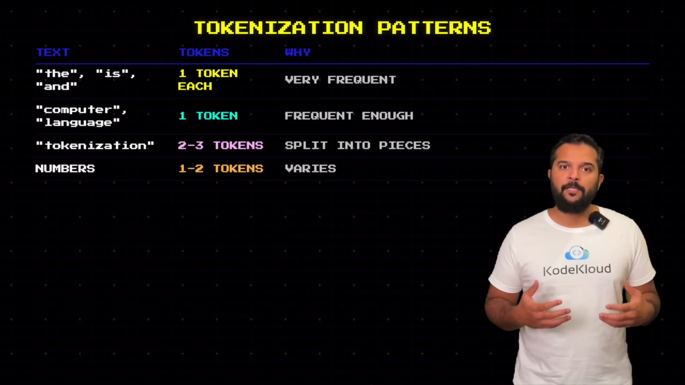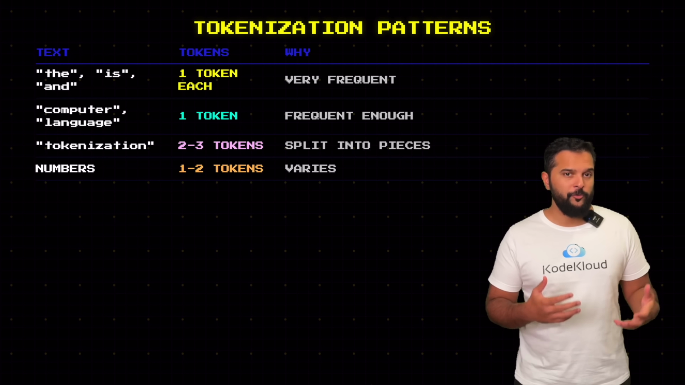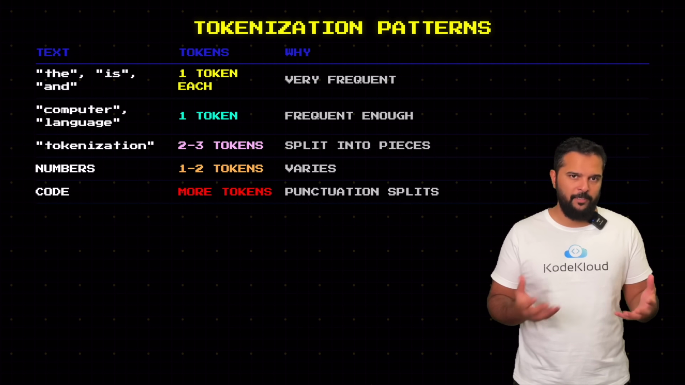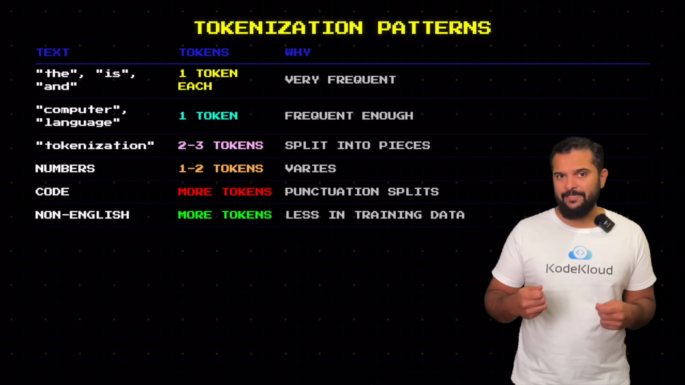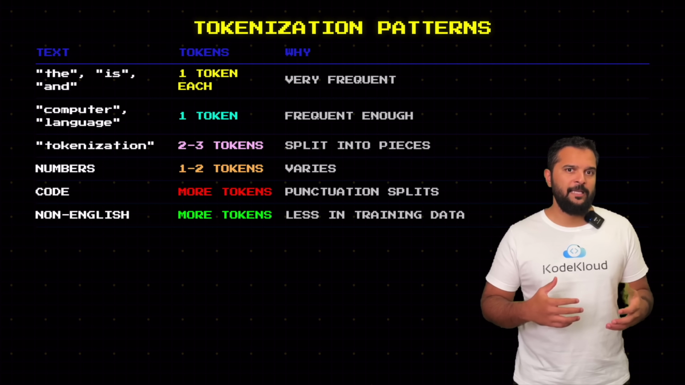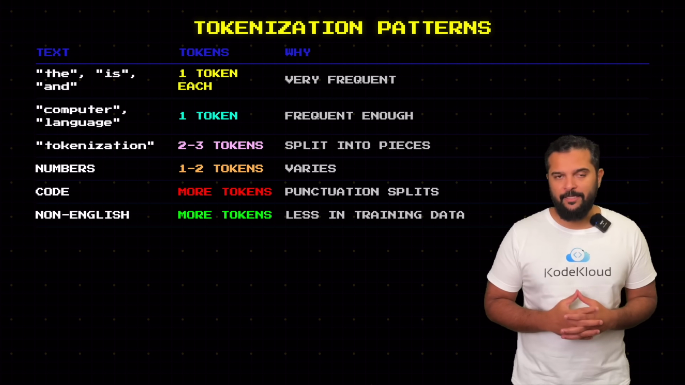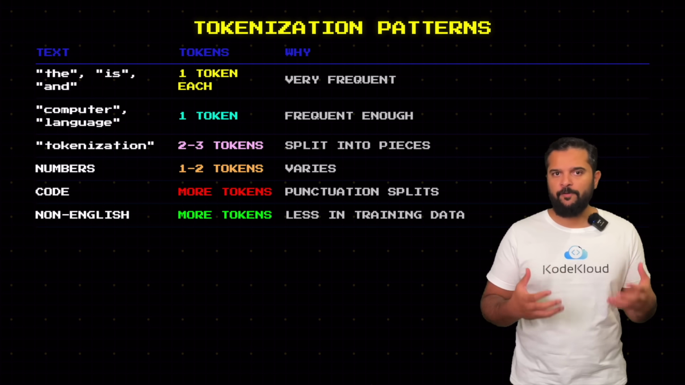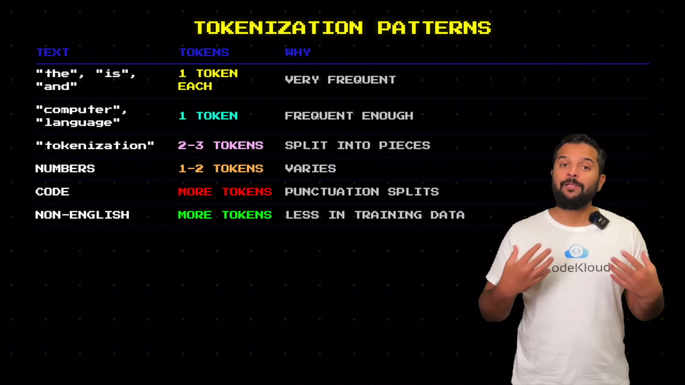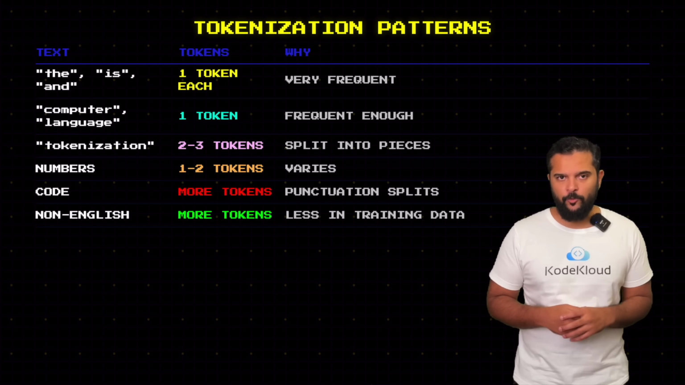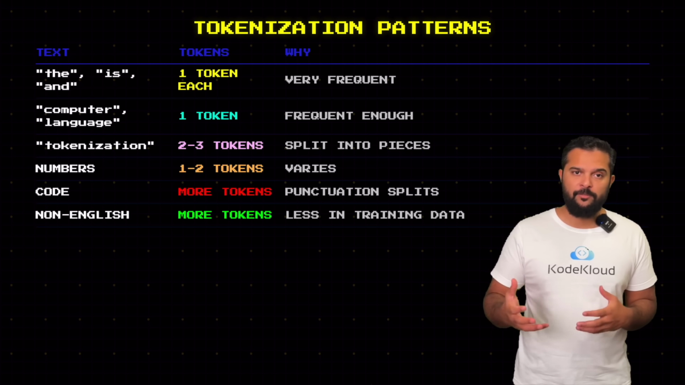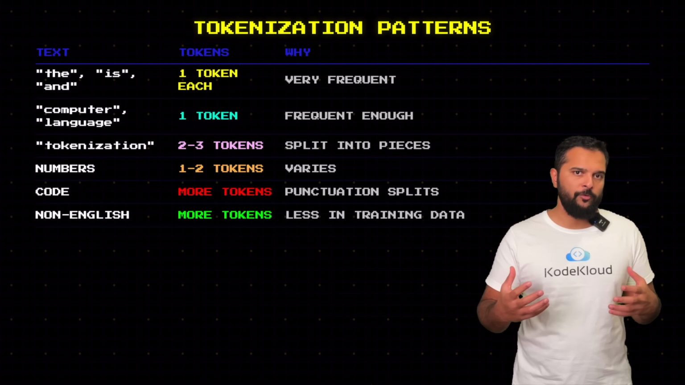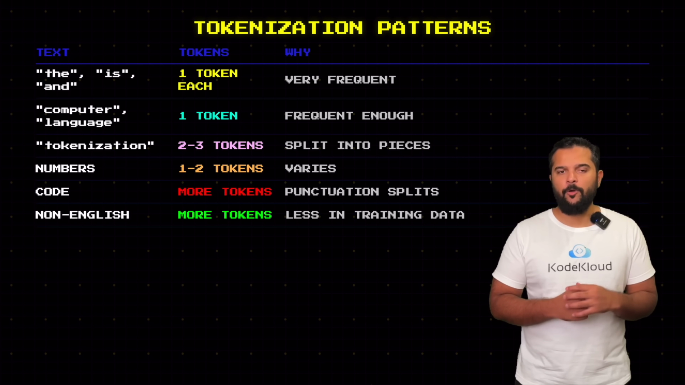Numbers vary by tokenizer and might be 1 or 2 tokens. Code tends to use more tokens because punctuation and keywords get split up, and non-English text typically uses more tokens per word because it was less represented in the training data. The pattern here is frequency. The more often a word or phrase appeared in the training data, the more likely it gets its own single token. Rare words, technical jargon, and non-English text get broken into smaller pieces, which means they cost more tokens and take slightly more effort for the model to process.